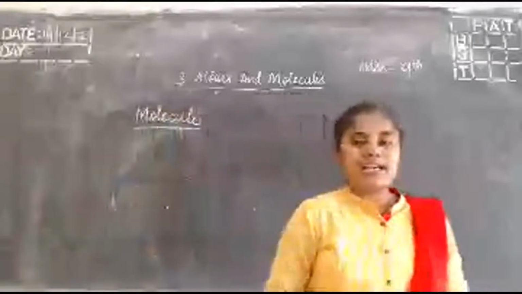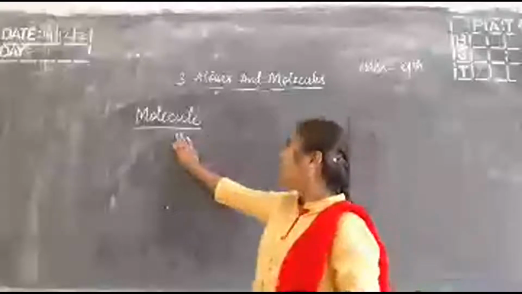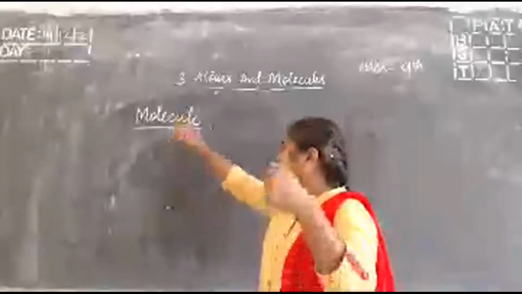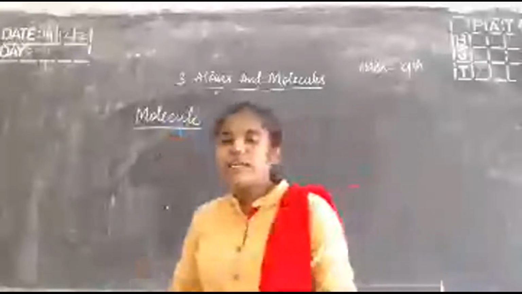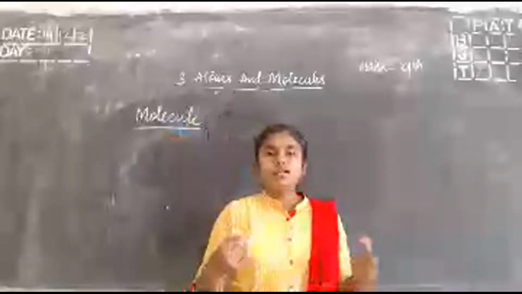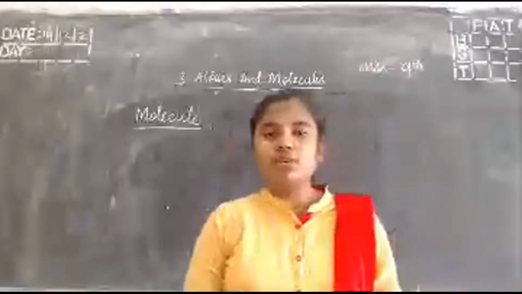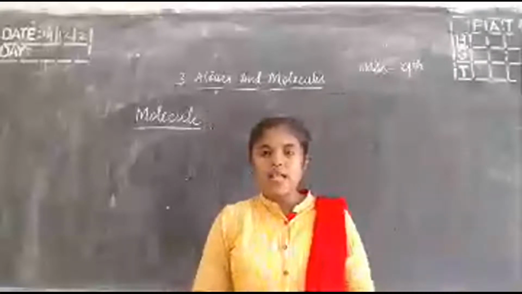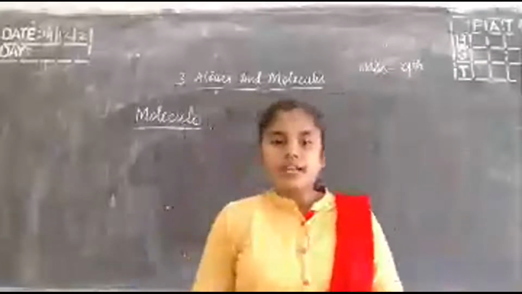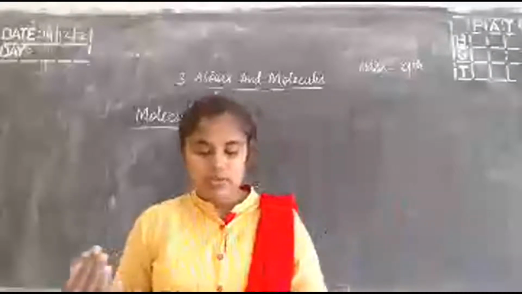It is defined as follows: many atoms combine together to form molecules, and molecules combine together to form a compound. So I'll define what this molecule is. It can be defined as the smallest particle of an element. So it could be an element. Then the question comes: how could this be an element or a compound?